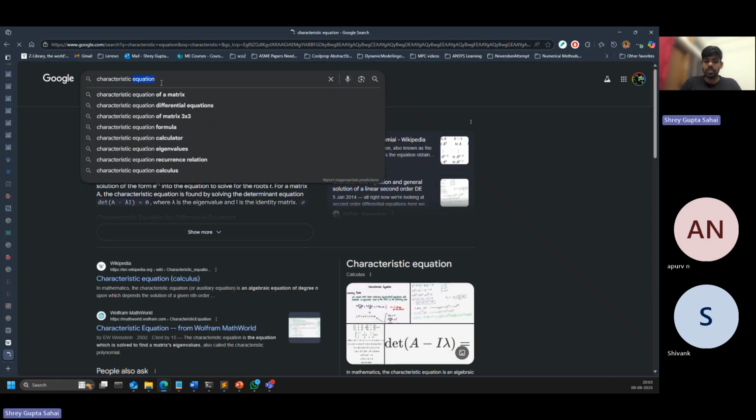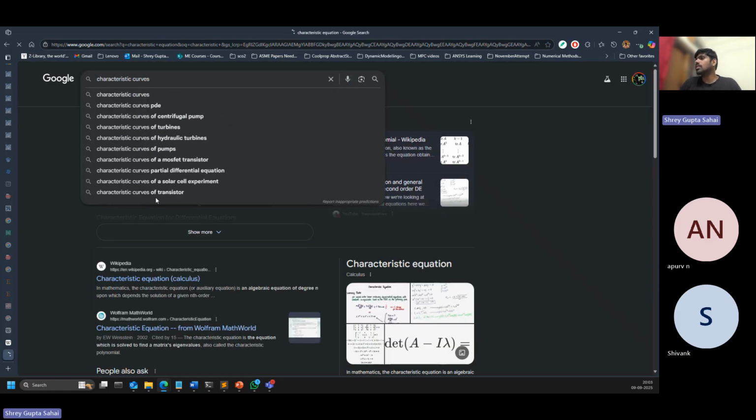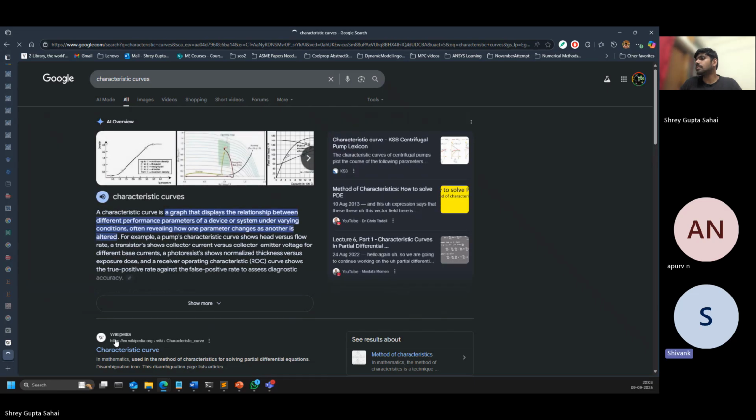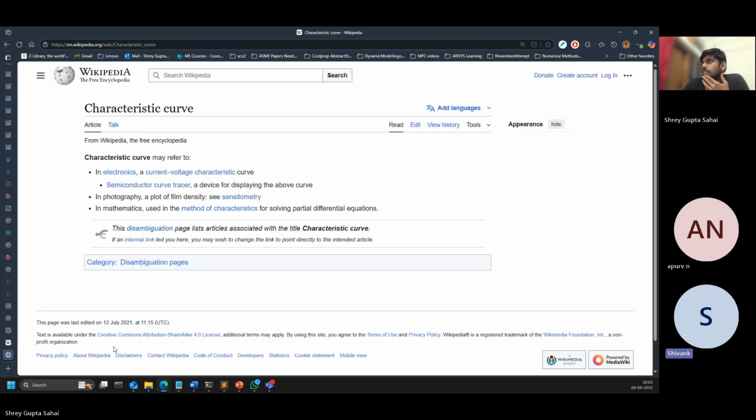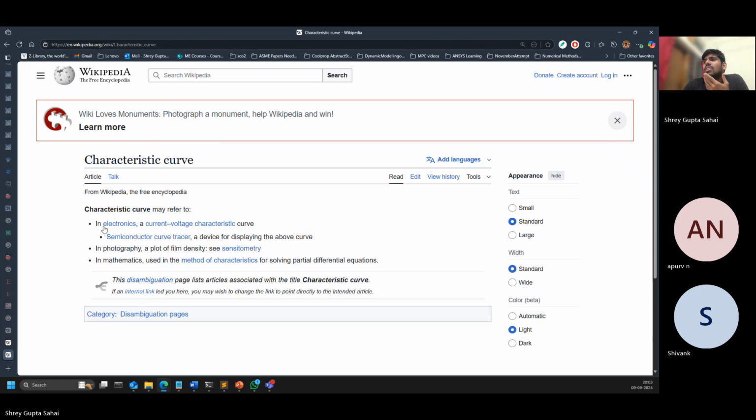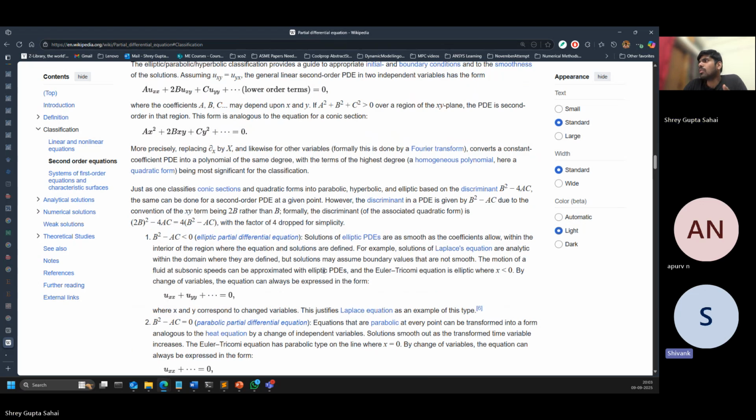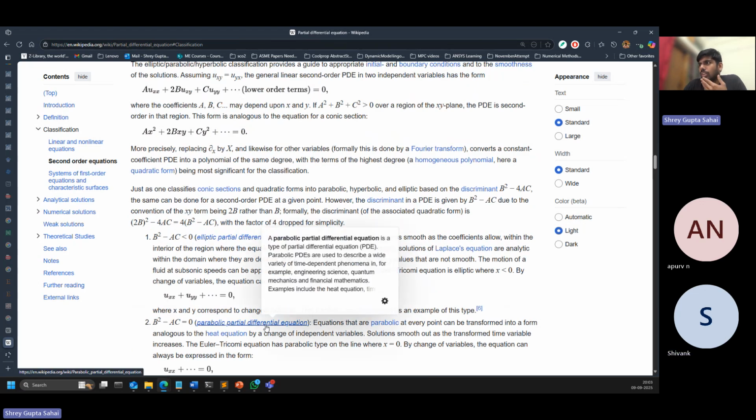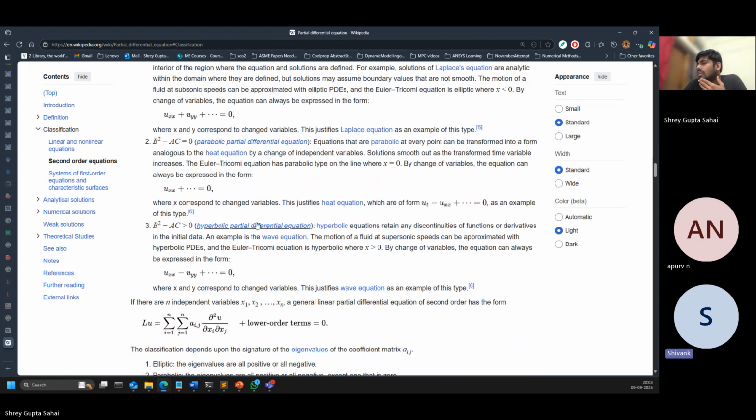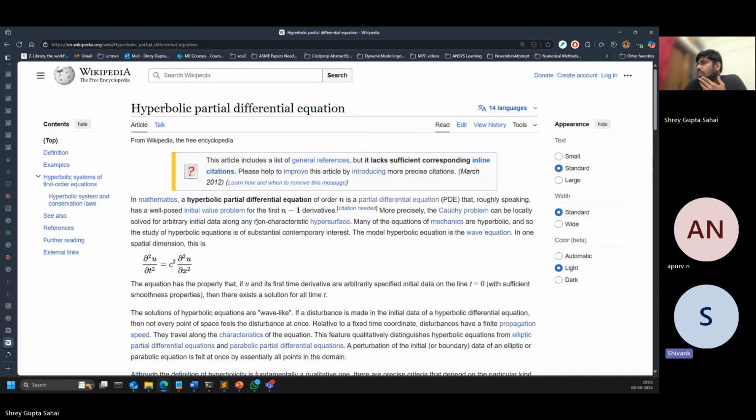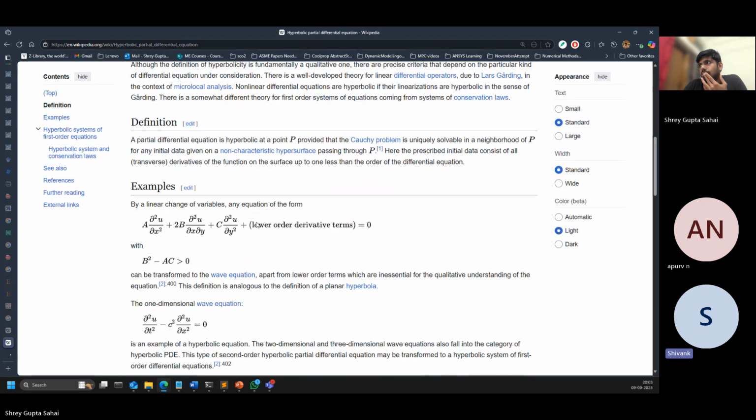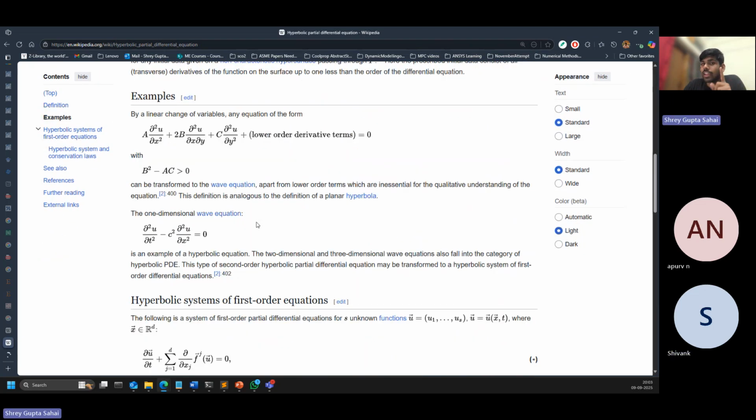Characteristic curves, PDE, for elliptic equation or hyperbolic equation. They don't exist in elliptic; they exist in hyperbolic. That's what I'm saying. You can go ahead and tell me the question while I open it. Because in that curve we have that characteristic line, and that line is not associated with eigenvectors.